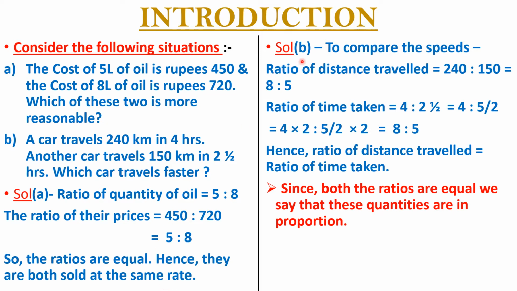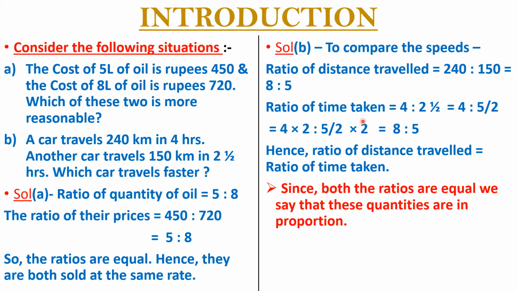Example B. Let us find the ratio of the distance covered and ratio of the time taken by the cars to compare the speed of both the car. Ratio of distance travelled equal to 240 is to 150, which when reduced to simplest form gives 8:5.